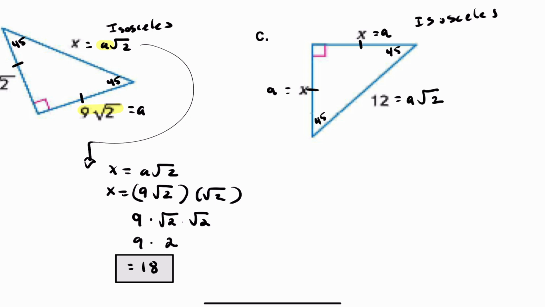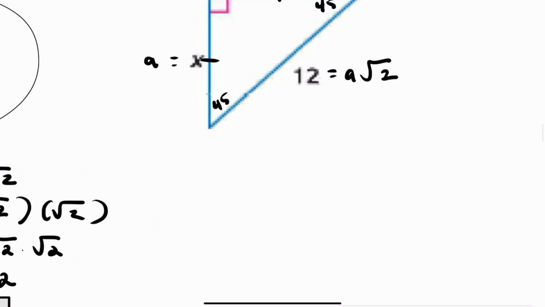Okay, so I'm trying to find x here, and this is the one with the most information. I have a root 2 equals 12. My game plan here is if I can figure out what a is equal to, that's going to allow us to figure out what x is. So 12 equals a root 2. I'm going to get a by itself. I'm going to divide both sides by root 2.